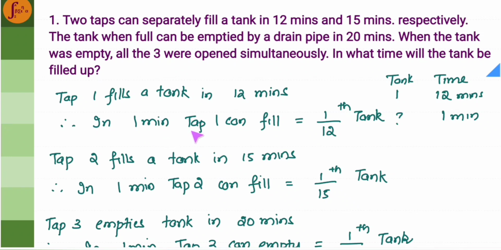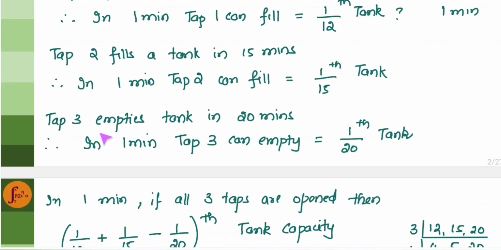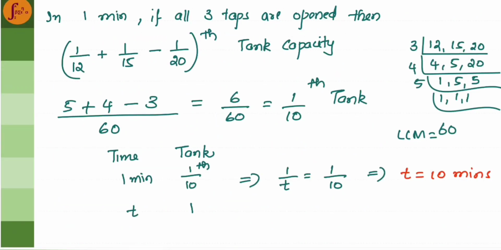We'll first find how much of the tank can be filled in 1 minute by tap 1. Similarly for tap 2 and for tap 3 as well. In 1 minute, how much of the tank can be emptied by tap 3? That is 1/20th. So in 1 minute, if all the three taps are opened, you need to add the first tap's capacity and the second tap's capacity, and subtract the third tap's, because the third tap is used to drain out. So both of these will be added and this will be subtracted. So in 1 minute, 1/10 of the tank will be filled.